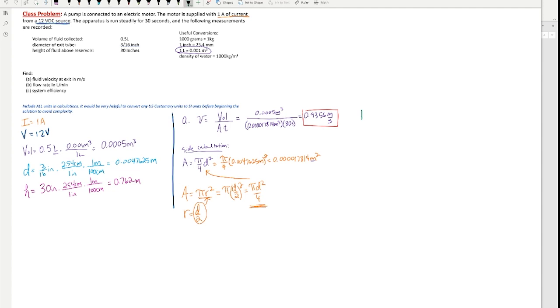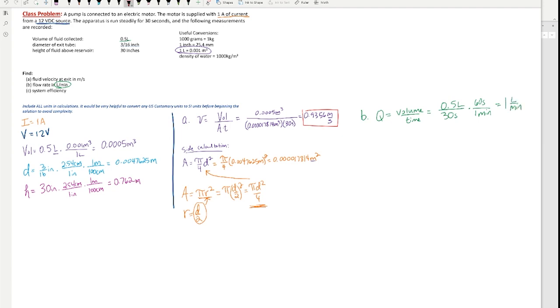So let's go ahead and calculate part B. Part B is to find the flow rate. Flow rate is volume over time. And I want it to be in liters per minute. That's what was asked of me in the problem statement. I got my volume in liters, so I can just simply write 0.5 liters. And I know that it was 30 seconds, so I have volume per time, liters per second, and now I can convert seconds into minutes. There's 60 seconds in 1 minute, which gives me 1 liter per minute.